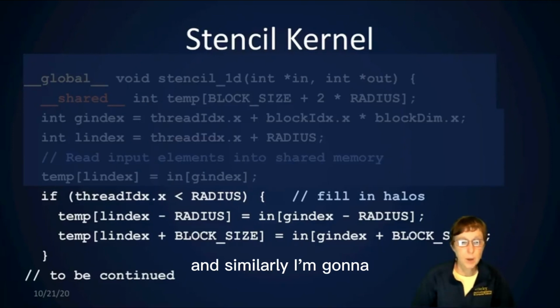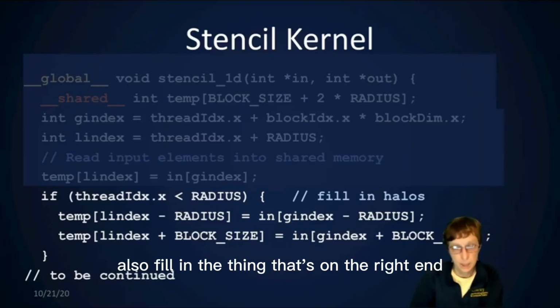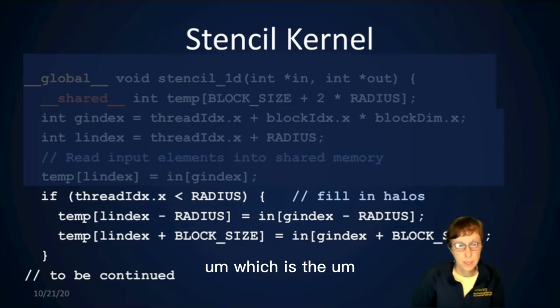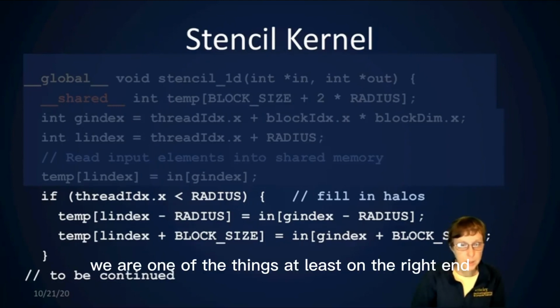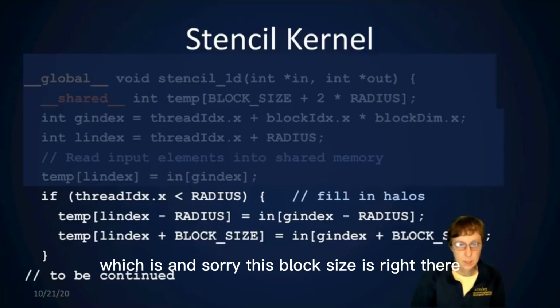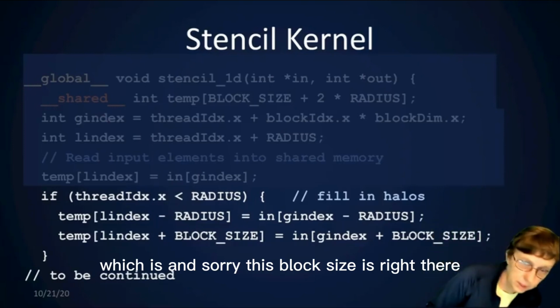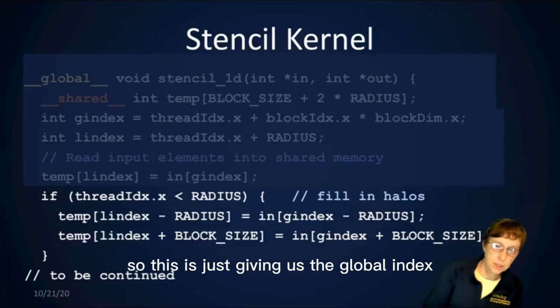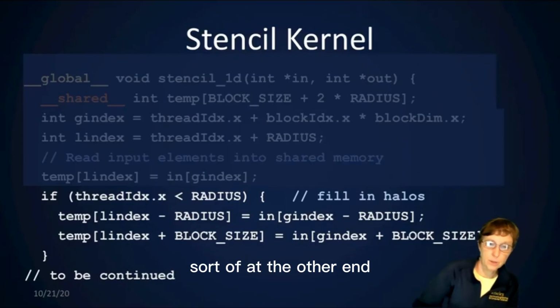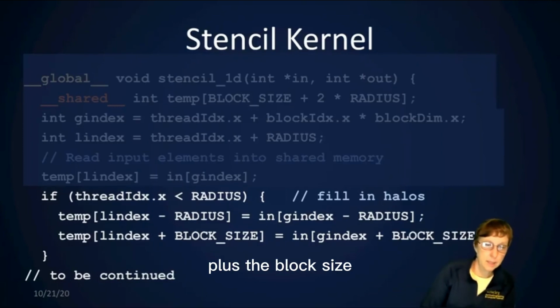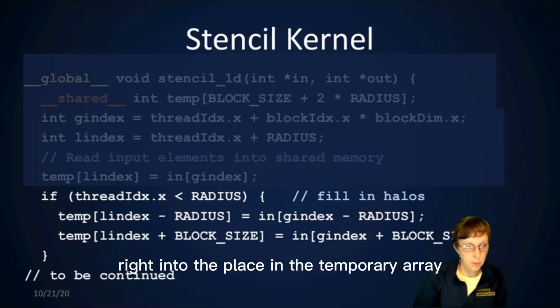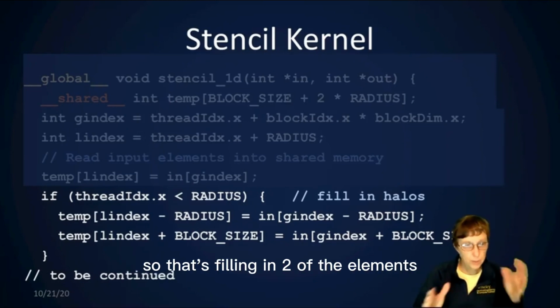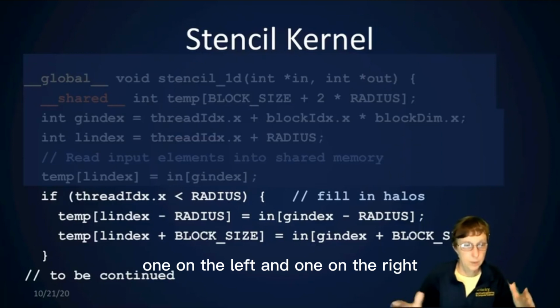And similarly, I'm going to also fill in the thing that's on the right end, and sorry, this block size is right there. So this is just giving us the global index at the other end plus the block size, and then writing it into the place in the temporary array. So that's filling in 2 of the elements, one on the left and one on the right.